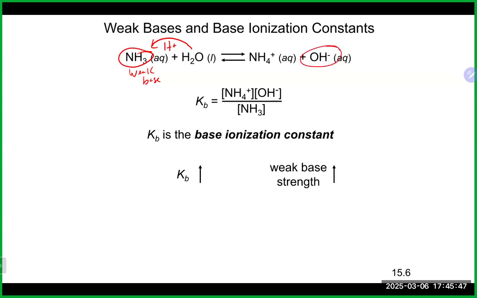Once again, this is an equilibrium, and we can write an equilibrium expression for it, which is the same deal as all the other equilibrium expressions: our products over our reactants. Water is not included because it is a liquid, just like normal. This is what's known as a Kb. We can add that to our ever-growing list of K values: Kc, Kp, Kw, Ka, Kb.